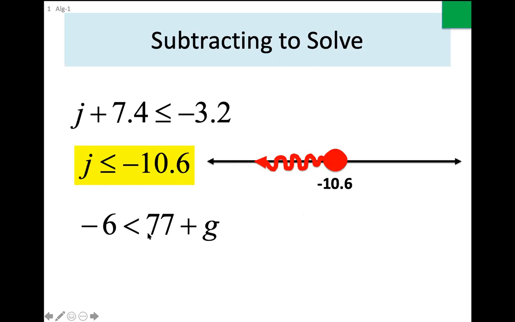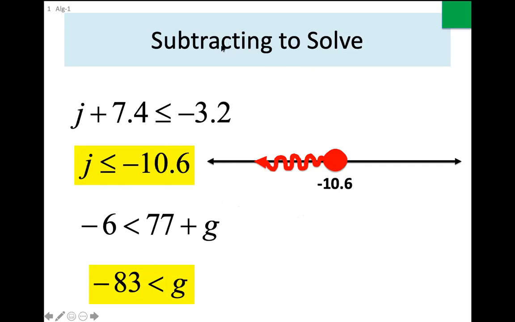Second one, let's see. I need to subtract 77 from both sides. No decimal involved here. If I subtract 77 from both sides, I get two negatives. That means add the two numbers. That would be an 83, and it would be negative, so negative 83. Now be careful. Notice where the variable is this time. It's on the right.